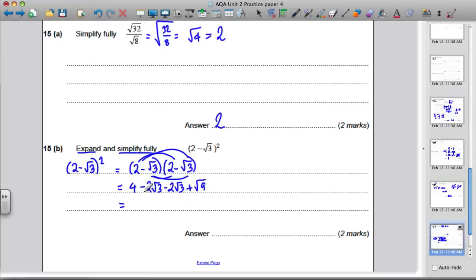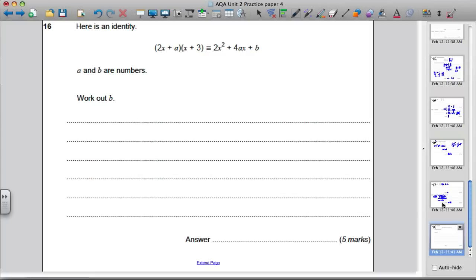Tidying up, well, root 9 is 3. So 4 plus 3 is 7. Minus 2 root 3 minus another 2 root 3 is minus 4 root 3. So the simplified answer is 7 subtract 4 root 3.